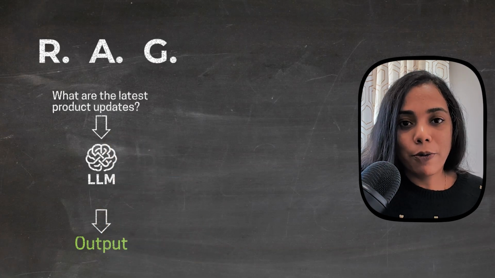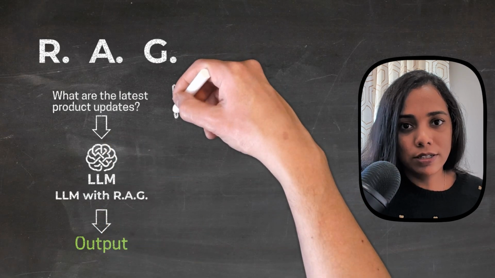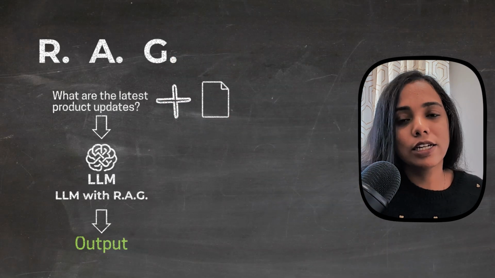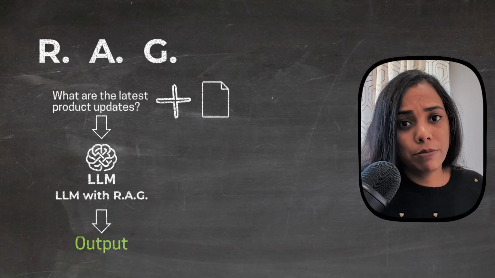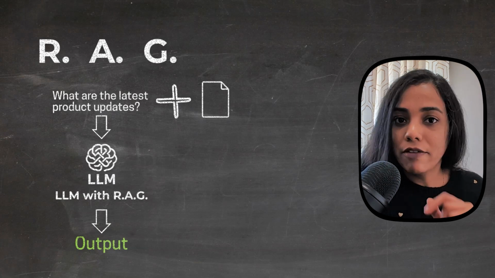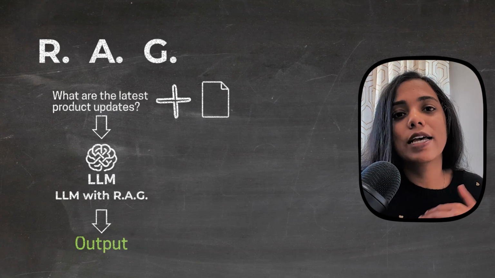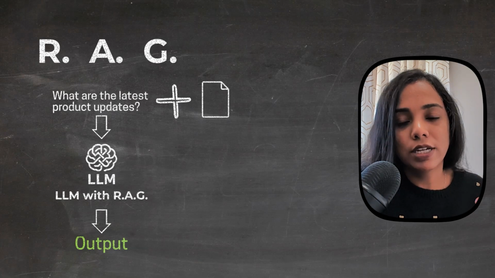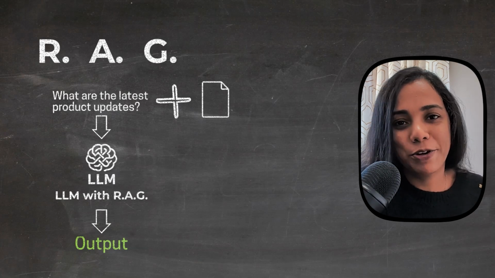Consider providing it with a document that contains details of the latest product update. So you provide the document and then say, given this document, can you tell me what the latest product updates are? Now it understands what you're asking, and it has the ability to go through the document, understand its content, and give you an answer.